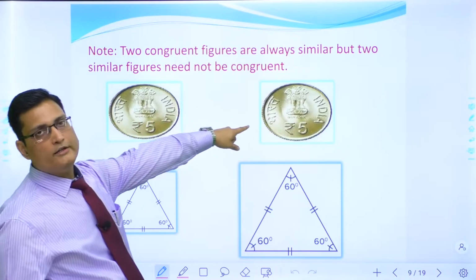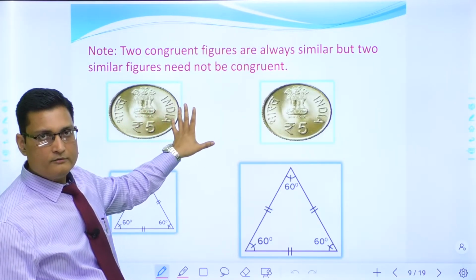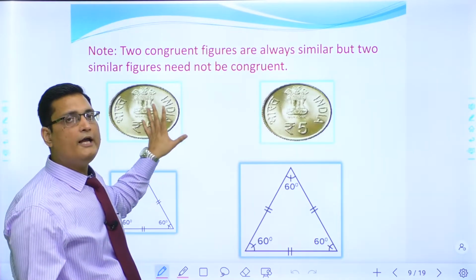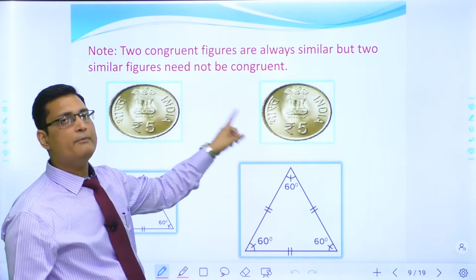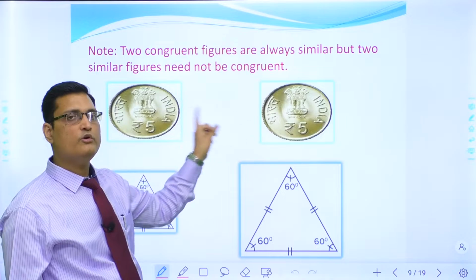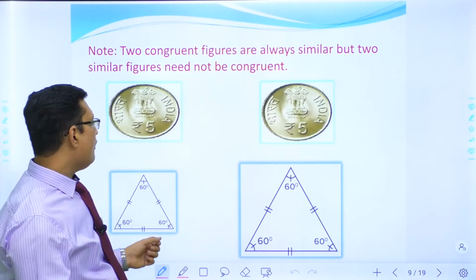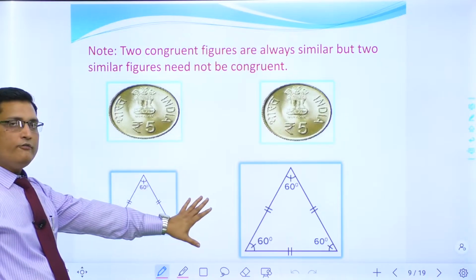These two coins of rupees 5 are congruent, as well as similar, because I told you that the changing parameter is only the radius. So a circle is always similar. Now let's go for the second figure.